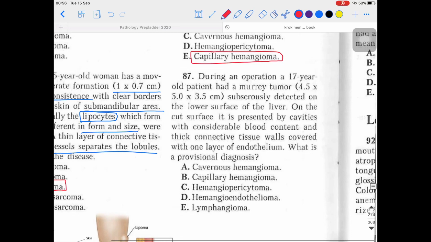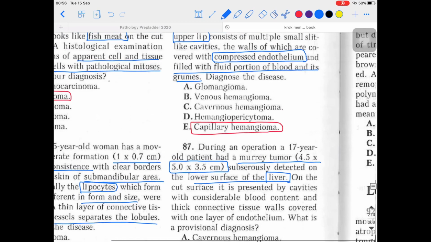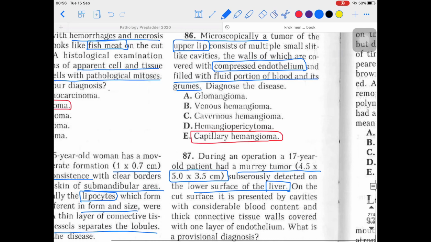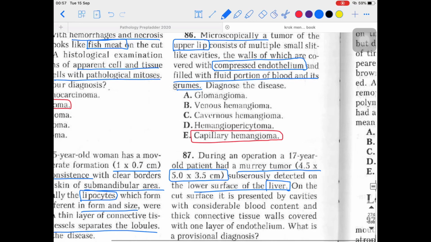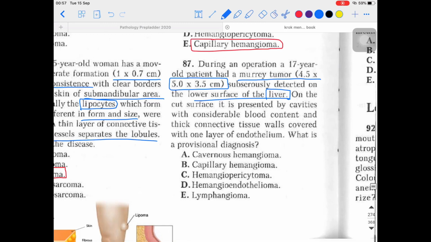Question number 87. During an operation, a 17-year-old patient with a tumor of 4.5 by 5 by 3.5 centimeter dimensions, a bigger tumor, was detected subserosally on the lower surface of the liver. Now they are talking about the liver. In the capillary hemangioma the location was the upper lip, but here they are talking about the liver. On the cut surface it presented with cavities filled with considerable blood content and thick connective tissue walls covered with one layer of endothelium. Here they are talking about thick connective tissue. The location here is the liver. What is the provisional diagnosis?